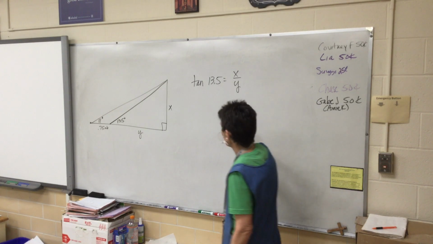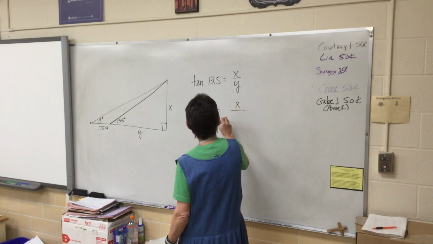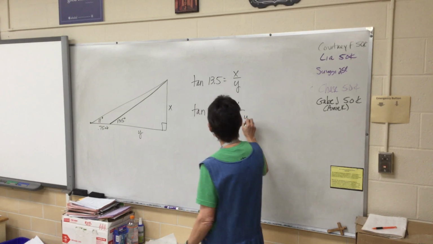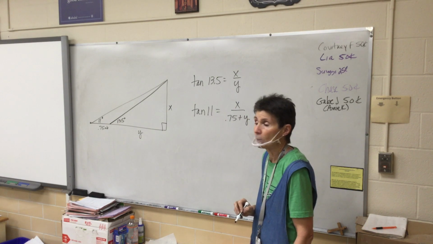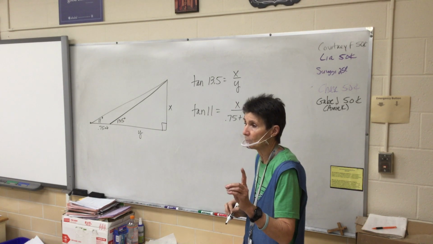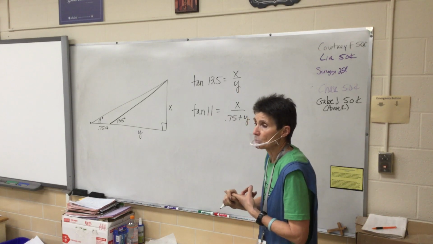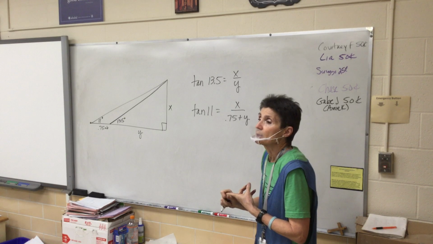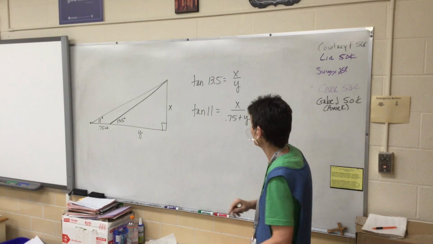And for the big triangle, I can say tangent 11 equals x over 0.75 plus y. Now, what do we do? We've done a couple of these. We have 2 equations. So somehow we have to substitute and eliminate. That's how we solve a system.